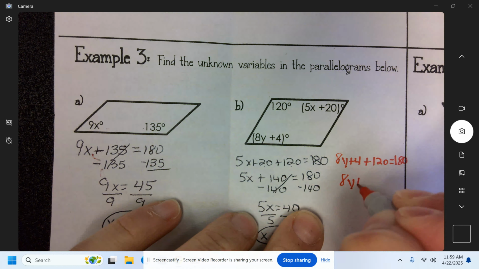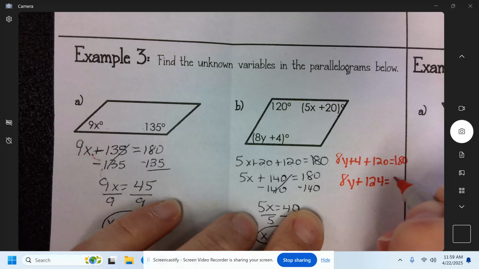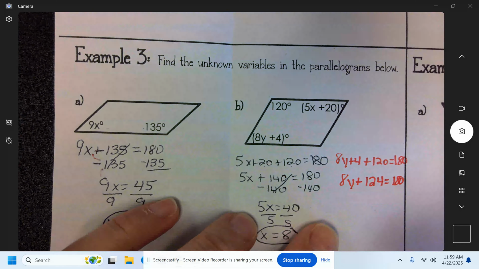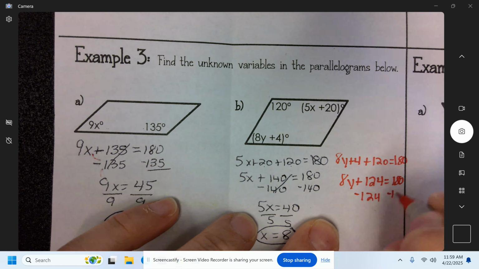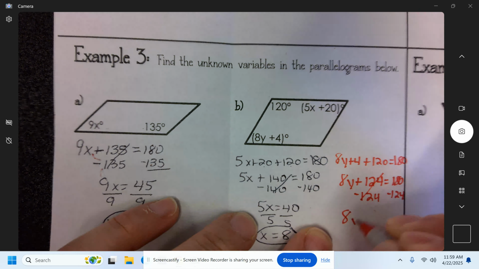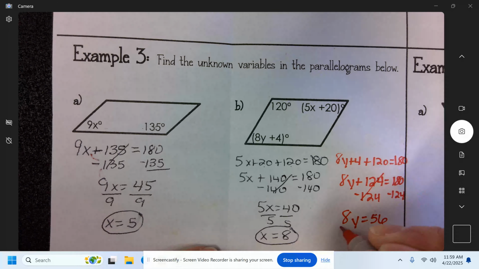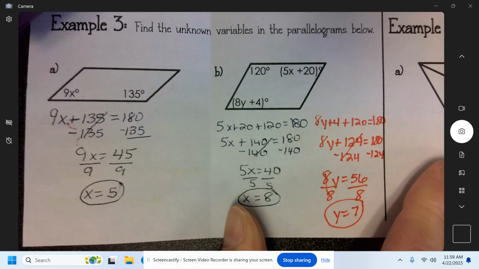So 8y plus, combined like terms, gives me 124 equals 180. Subtract 124 from both sides. That gives me 8y equals 56. Divide by 8 on both sides, and we get y is 7. Oops, y equals 7.